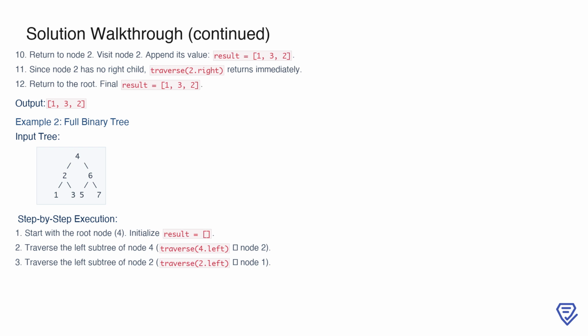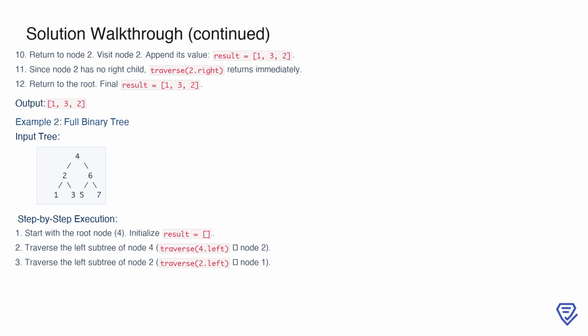Moving on to example 2, we now have a full binary tree with 7 nodes. The root is node 4, which has left and right children 2 and 6, respectively. Each of these children also has 2 children of their own. We start again by initializing an empty result list. At the root node, 4, the first step is to traverse its left subtree, which leads us to node 2.